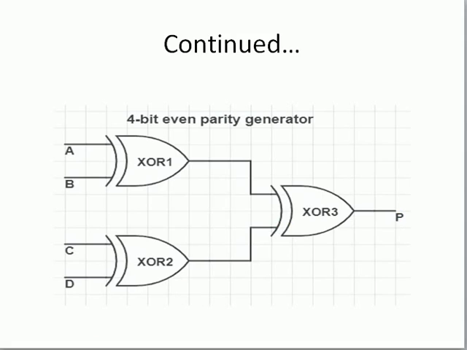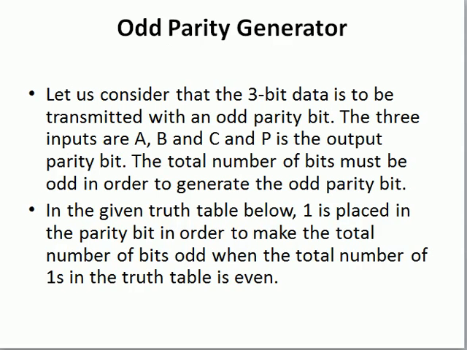So this was all about the even parity generator. Now we will discuss the odd parity generator. For the odd parity generator, let's suppose again we have 3-bit data that is transmitted with an odd parity bit. Again the 3 inputs are A, B and C, and the output is the parity bit, that is P.